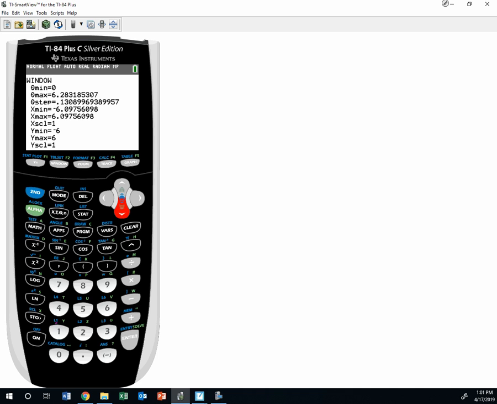For the x-min, if you would just go negative 6.1 to 6.1. And then we're going to go from negative 6 to 6. I like it. Perfect.